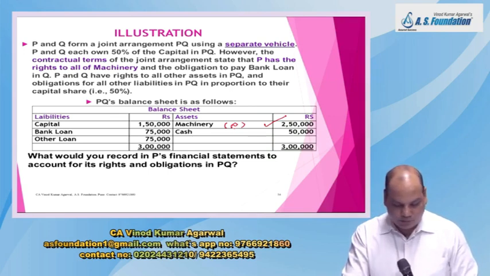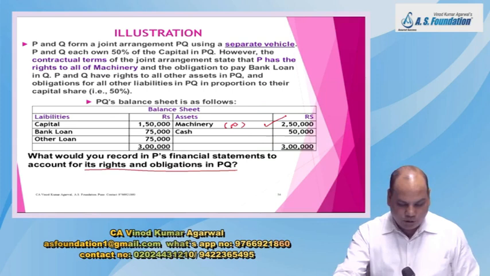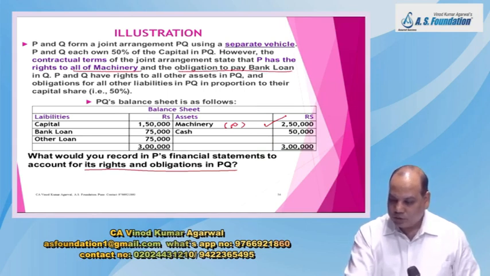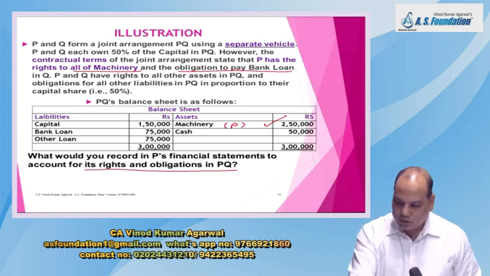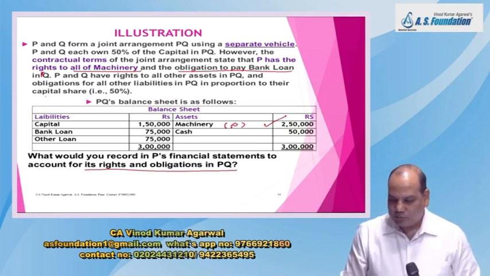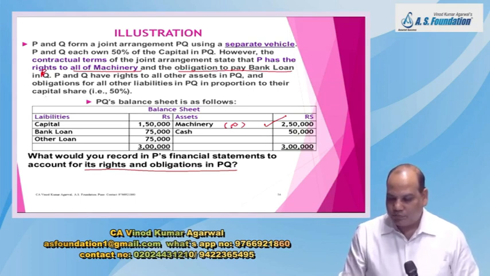Balance sheet is given below. What would you record in P's financial statement to account for its rights and obligation in PQ? So there is a small drafting issue here. P has the right to all of the machinery and the obligation to pay the bank loan in PQ. Bank loan in PQ, not in Q. Only Q is wrong, it should be PQ.